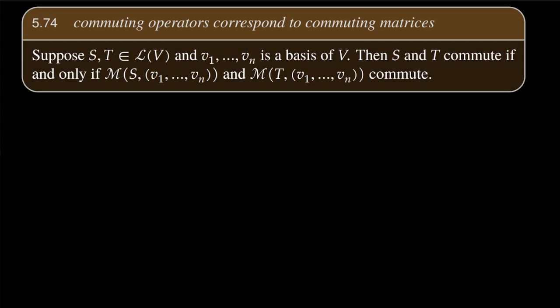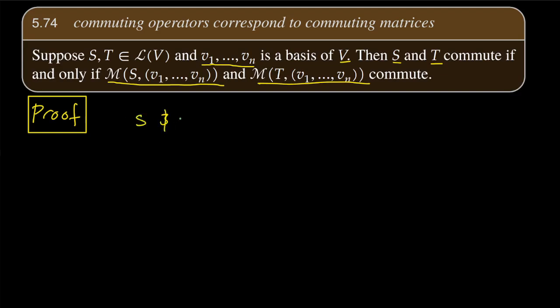So let's do a basic example. Let's suppose that S and T are two commuting operators on a vector space V, and v1 through vn is a basis of V. Then S and T commute, like we're supposing, if and only if their matrices commute with respect to that same basis. Let's show this. So, S and T commute? Well, that is just a fancy way of saying ST is equal to TS.